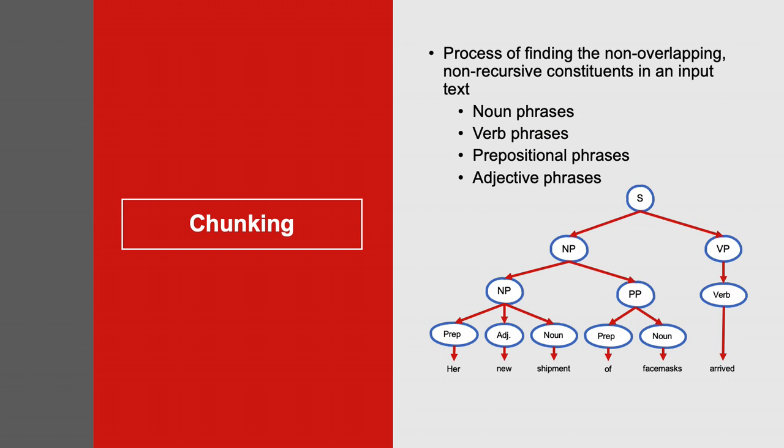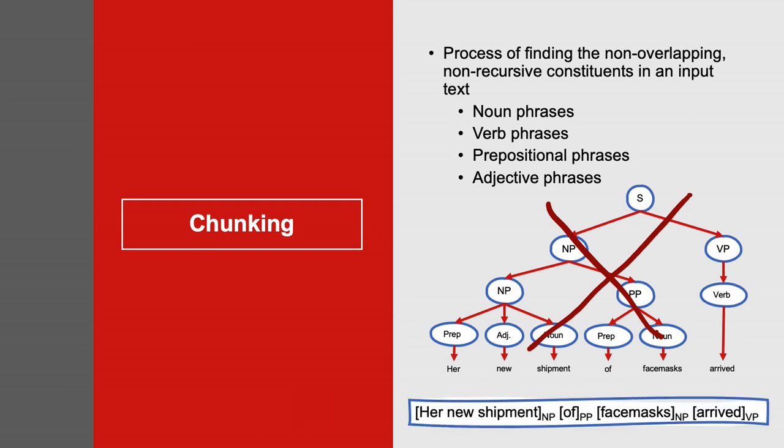Chunking is just what it sounds like. It's a method for breaking text into chunks, and those chunks represent the different non-recursive, non-overlapping constituents in the text, like basic noun phrases, verb phrases, prepositional phrases, and adjective phrases. This means that the result you end up with isn't a full recursive hierarchical tree, but instead a flat, segmented representation.